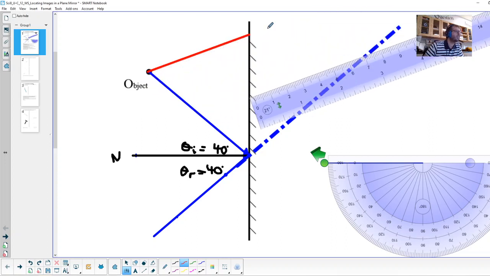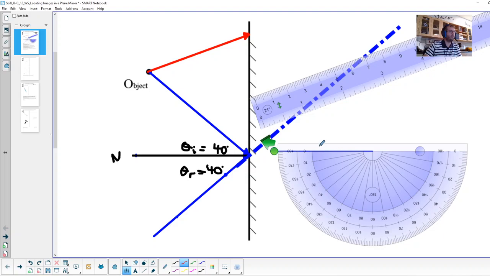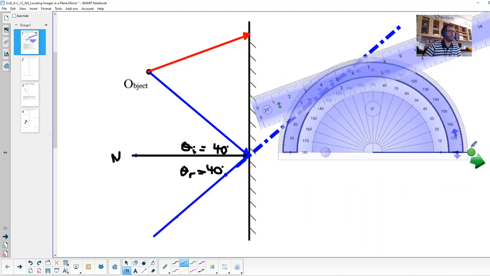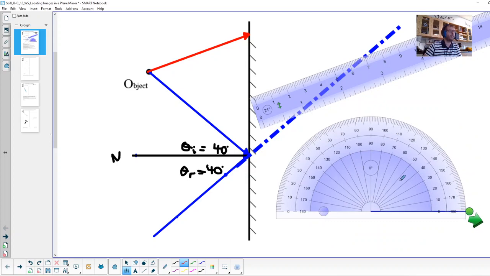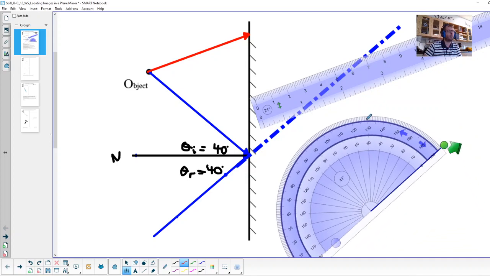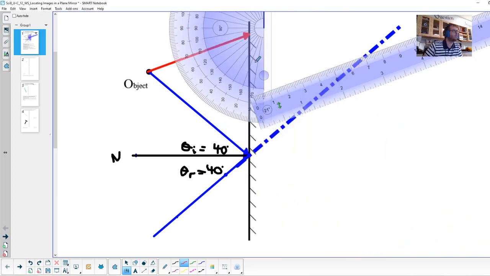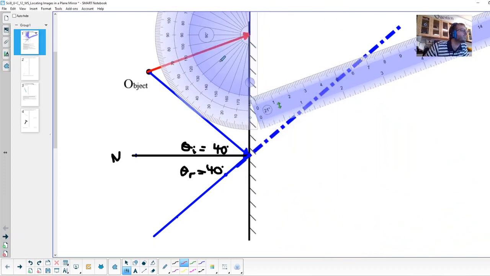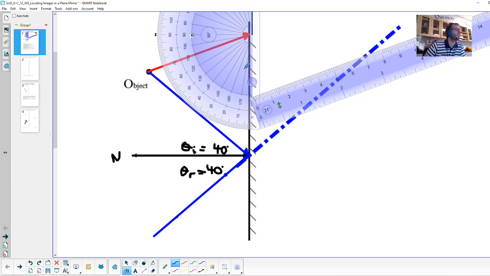All right, so just put a little arrowhead on this just to indicate that it's a ray. And much like before, we need to measure that angle. So before we can measure the angle, we need to put our normal line on there. So normal line should be about there. Kind of under the top one. All right.